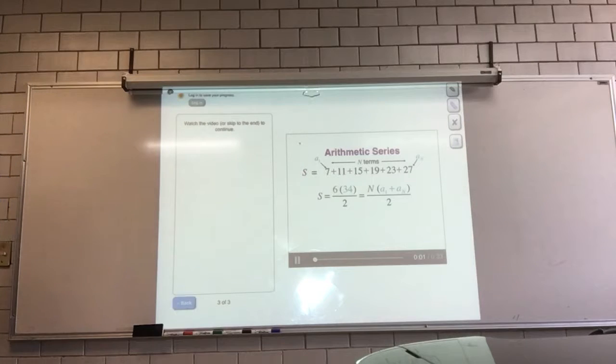To find the sum of any arithmetic series, you need to figure out how many terms are in your sum and what the first and last terms are. Then you can multiply n, the number of terms, by the average of the first and last terms.